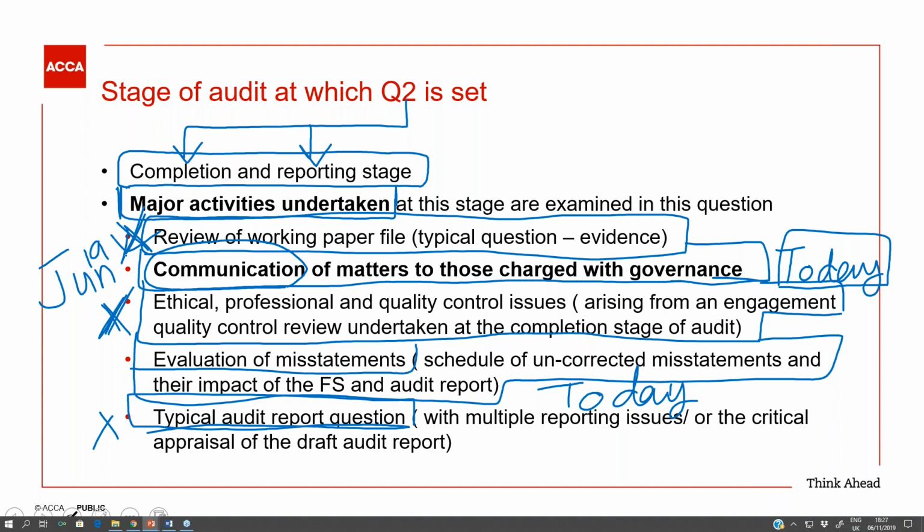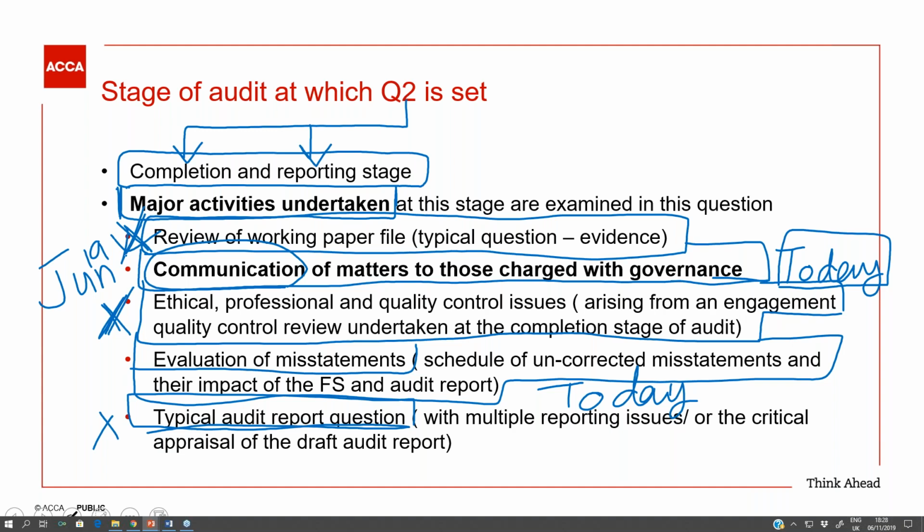If you see my bullets, you can get a question on review of the working paper in question number two. You can get a question on communication of matters in question number two. You can get a question on ethical, professional, and quality control issues in question number two. You can get an evaluation of misstatement as a question in question number two. And you can get a typical audit report question in question number two.